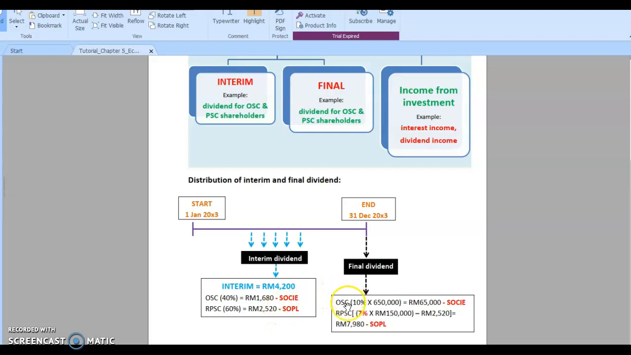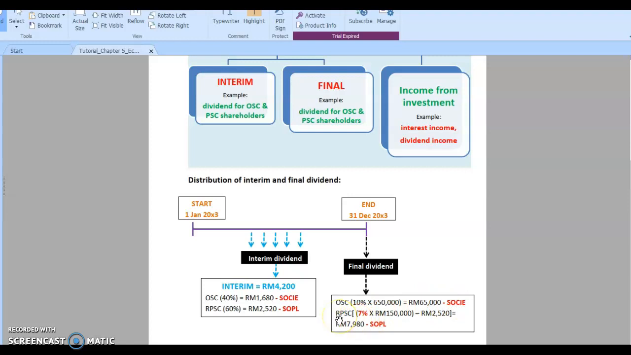As for the final dividend, we calculate for the ordinary share capital. As mentioned in the question, the company declared 10% of final dividend. So we have to find out the total investment by the ordinary share capital, and multiply it by the dividend rate declared. Therefore, we have a total of 65,000. Both the interim and final dividends of ordinary share capital will be reported under the statement of changes in equity, as it is a distribution of the company's profit.